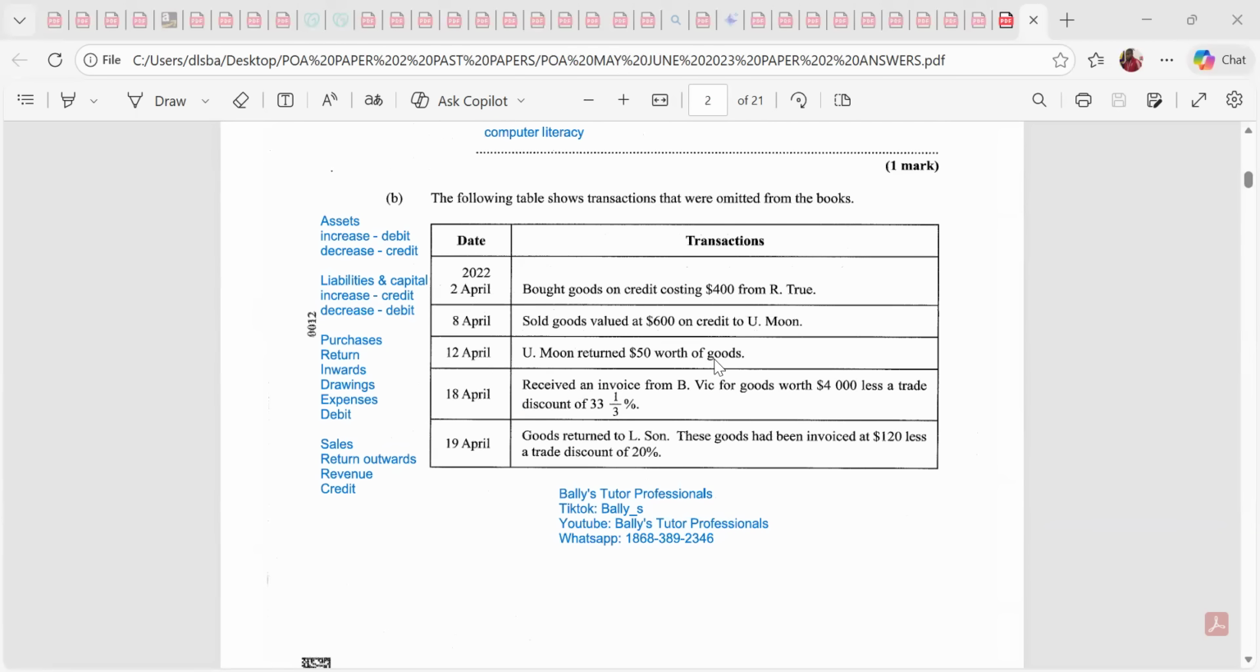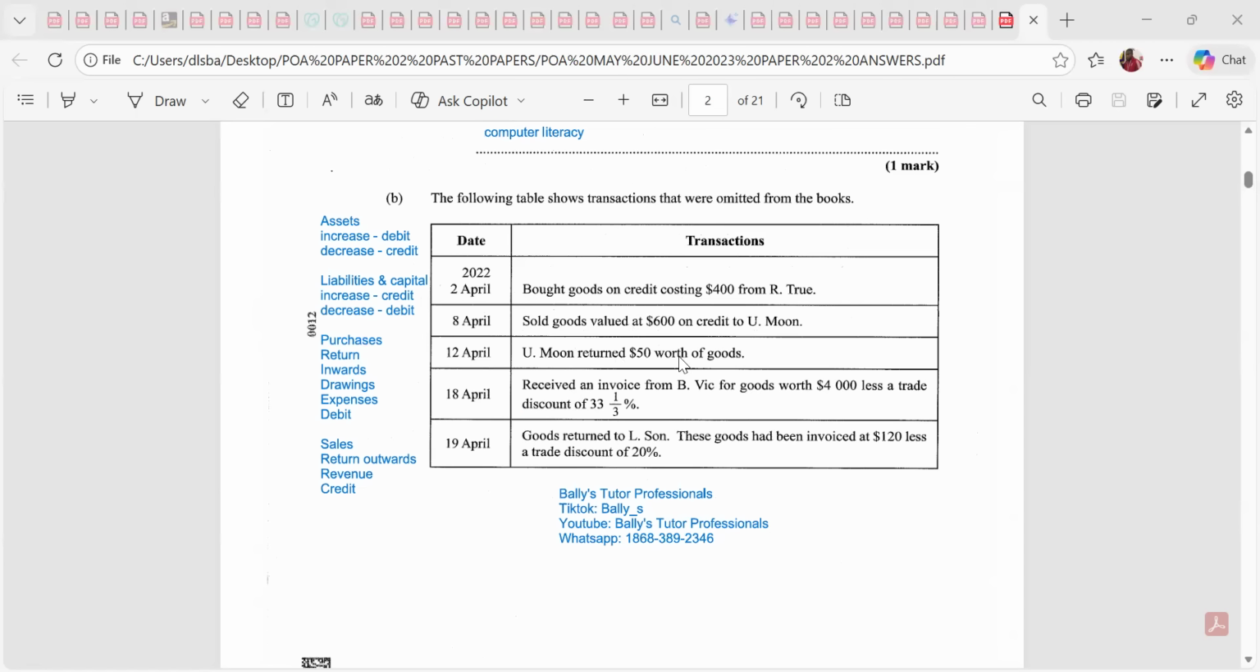You Moon returns $50 worth of goods. That's return inwards. PRIDE: purchases, return inwards, drawings, expenses, always debited. Which means return inwards will be debited, and You Moon will be credited. Correct.